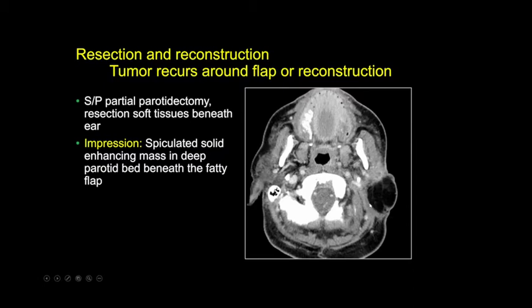The flap at the recipient bed here looks fine. It looks thin, non-nodular, no abnormal enhancement, but here we see recurrent tumor. It's enhancing, it's relatively spiculated, has a very poor interface with the fatty flap. There's even some extension here to the skin. This really doesn't need a differential. This is recurrent tumor at the anterior margin of the flap in the parotid gland or parotid bed.